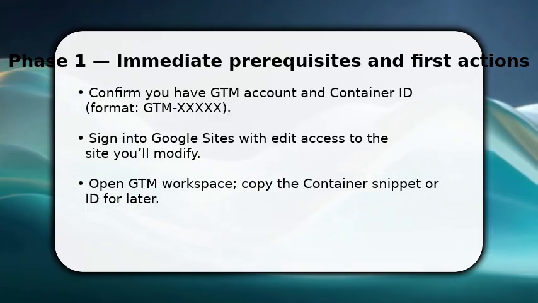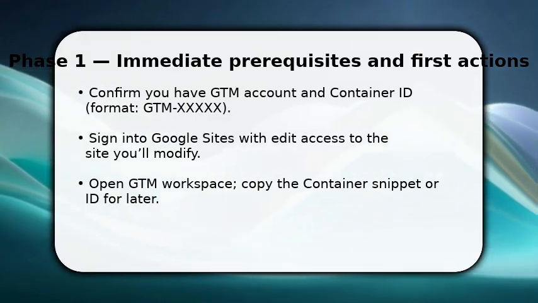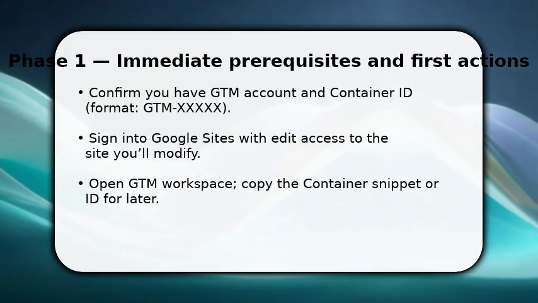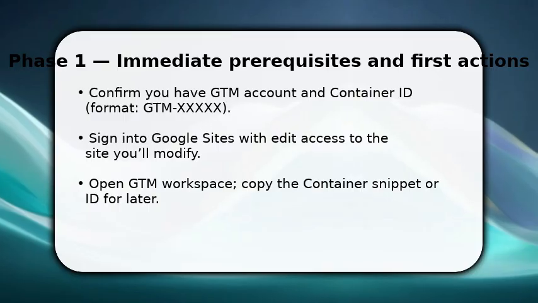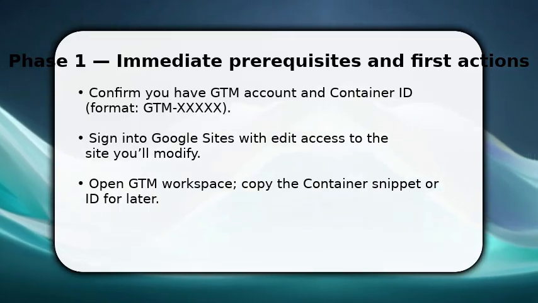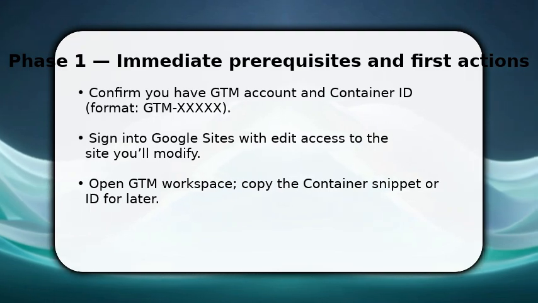Next, open the GTM workspace and copy the container ID or snippet to your clipboard. This is the exact token Sites needs. Make sure to use the correct container for production versus staging so data flows to the right property. With that ready, move to your site editor to place the tag.